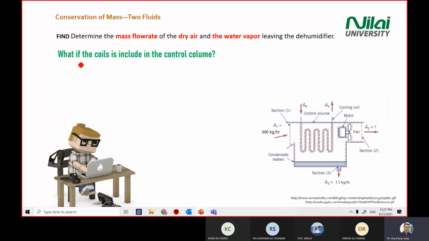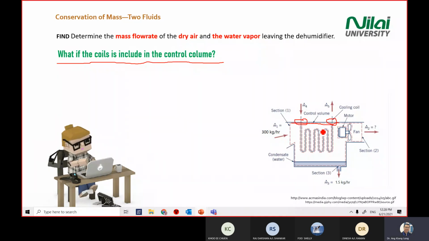All right. Now, I take this question a bit further, especially for your test or final exam. There will be a special section that gives you a scenario: what if the coil is included in the control volume? It means that you need to redraw your control volume. If you include the coil, you have another two openings here.